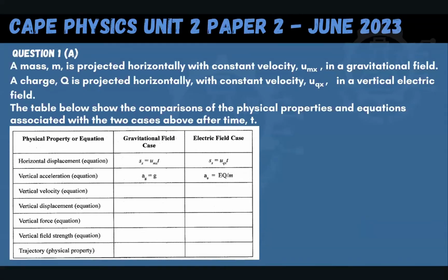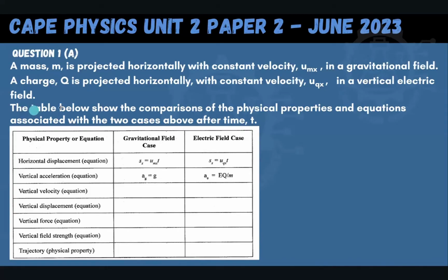In this video, we will be working through the June 2023 Physics Unit 2 Paper 2. Now, this is the first question from Module 1, so it's 1A, and it says that a mass M is projected horizontally with constant velocity umx in a gravitational field. A charge Q is projected horizontally with constant velocity uqx in a vertical electric field.